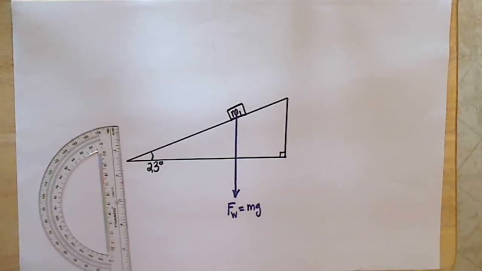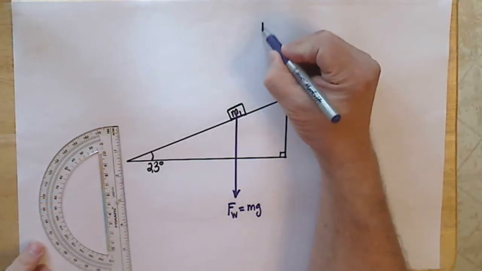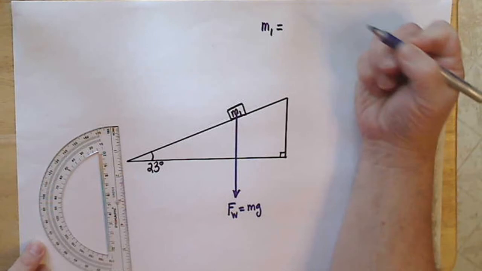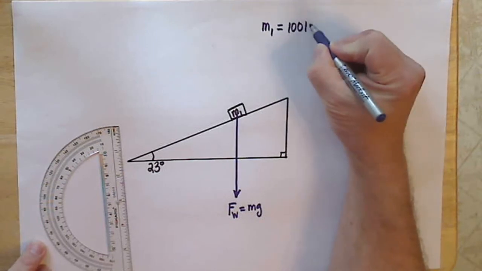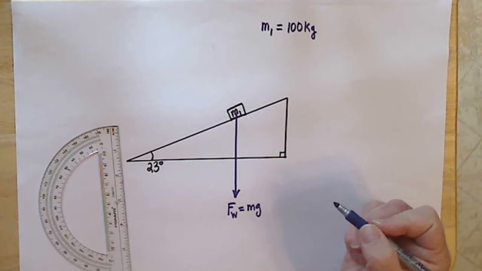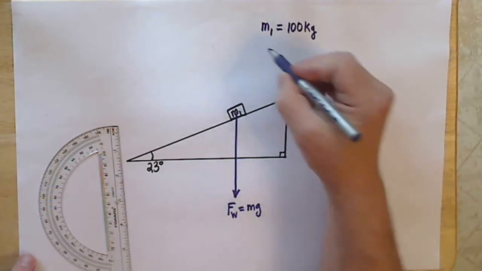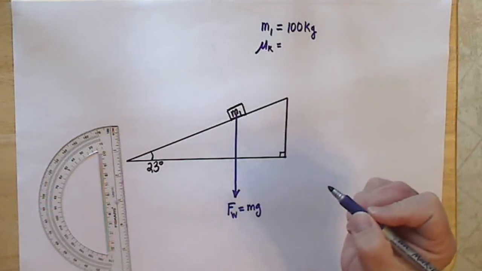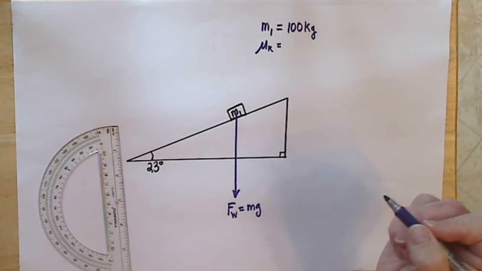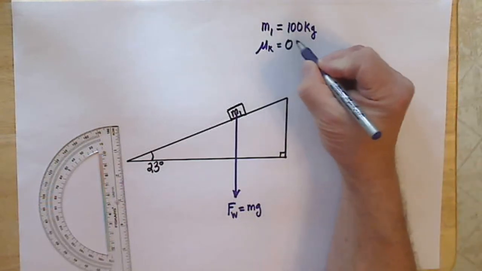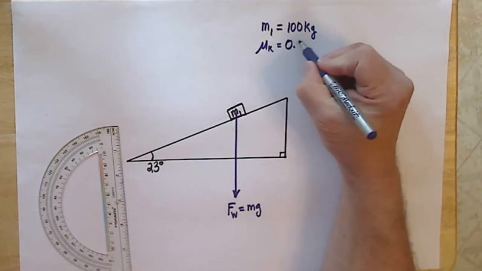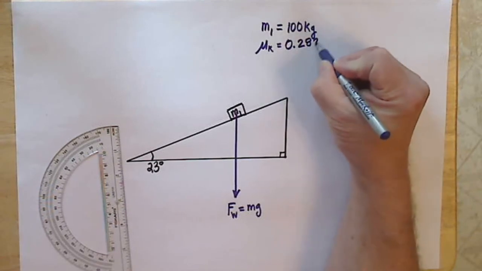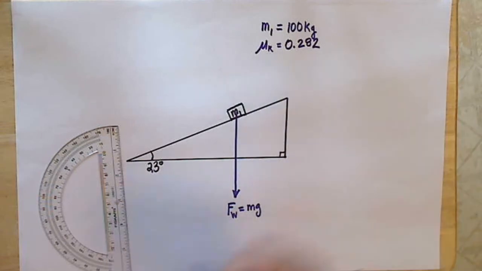Okay, now some other information I haven't shared with you yet. We have the mass of object 1. We're going to go with a nice easy number of 100 kilograms. So that's a nice size skier going down the hill. The coefficient of kinetic friction, we're going to skip static friction for now. We're going to say he's already sliding down or she's already sliding down the hill. So our coefficient of kinetic friction is going to be 0.282. And don't forget, the coefficient of friction has no units on the end of it.